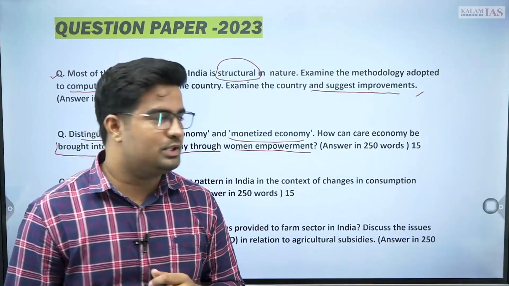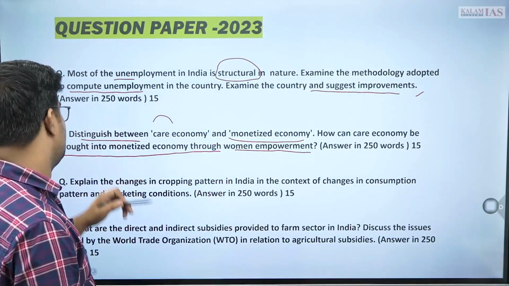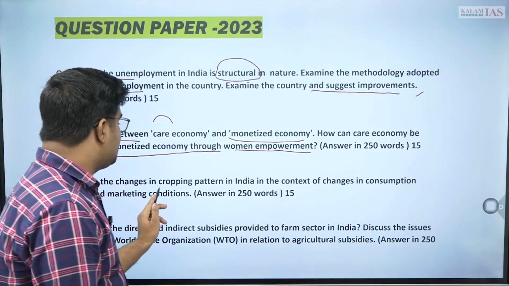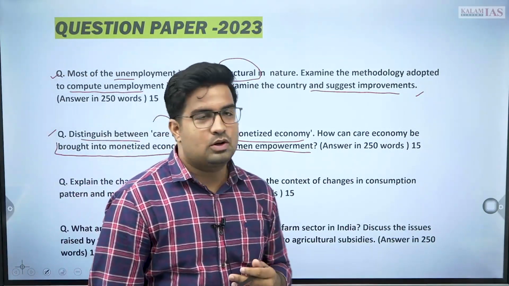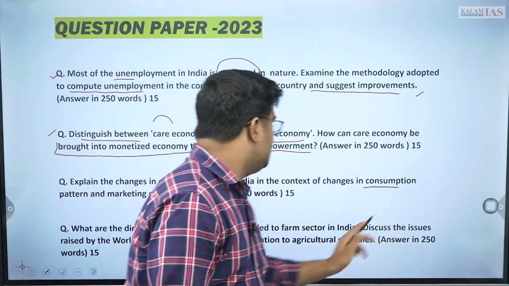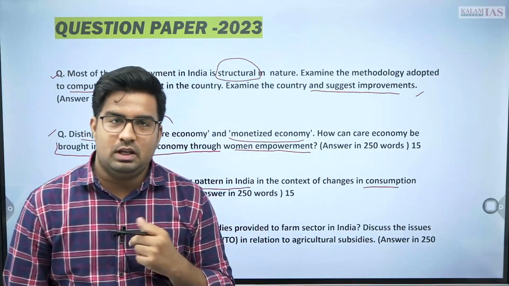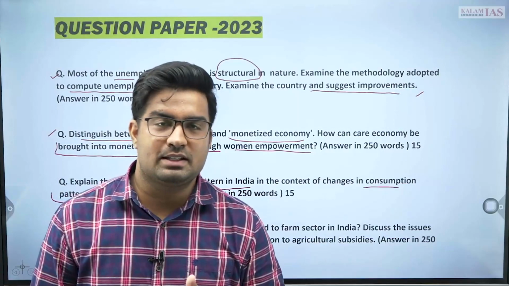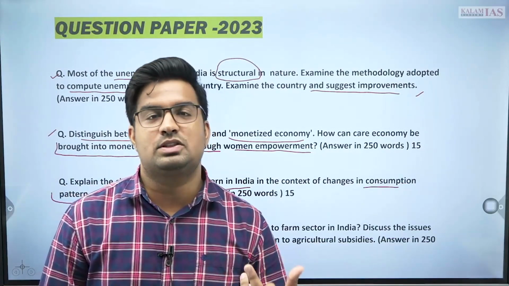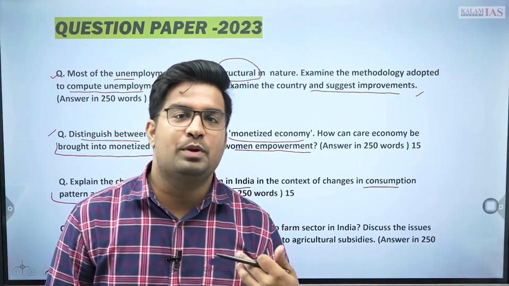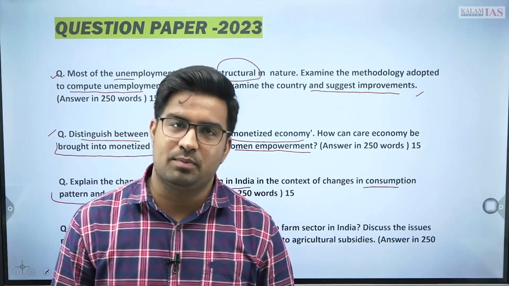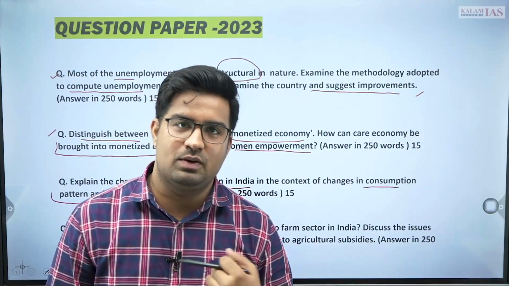This is again a good question, and an interesting one also. Explain the changes in the cropping pattern in India in the context of consumption pattern and marketing conditions. In the agricultural economy part, our teachers have discussed millets and the changing cropping pattern, and how the cropping pattern can be diversified. We have also discussed that in our segment.